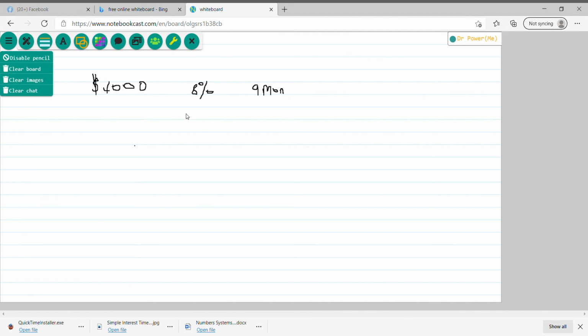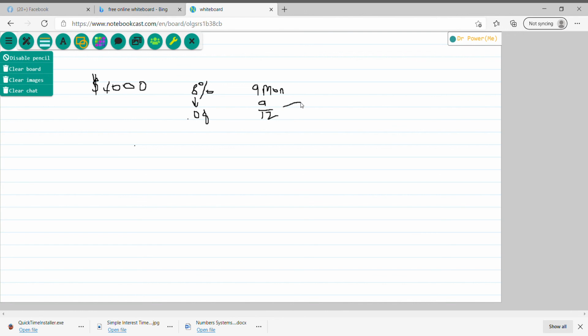8%, we're going to change to our decimal equivalent, which would be 0.08. And that'll be times 9 months. Now, because it's months, I'm going to put my 9 over the number of months in the year. That'll be 12, right? So 9/12 of a year.